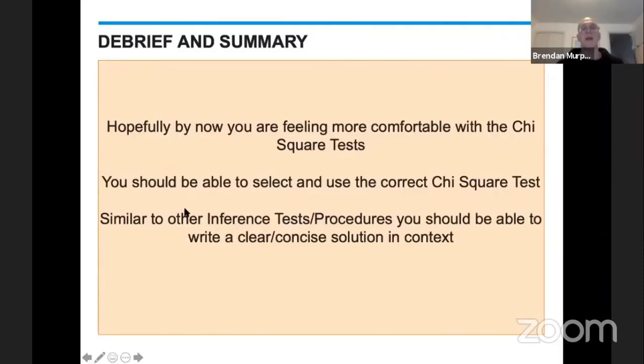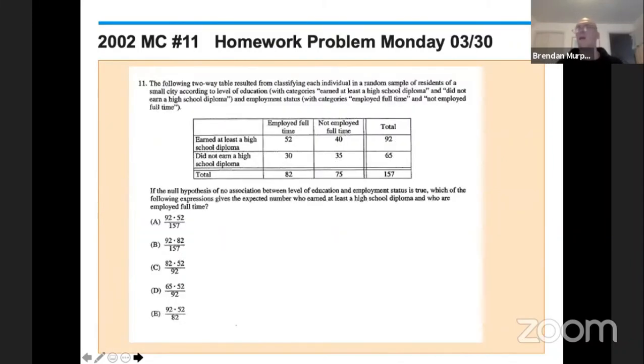At this point, hopefully you're feeling more comfortable with the 3 different chi-squared tests: chi-squared test for goodness of fit, chi-squared test for homogeneity, and chi-squared test for independence. We want you to be able to select the correct test and use it contextually. Similar to all of our other inference test procedures, you should be able to write a clear, concise solution in context. And that was my 4th step there, where I compared my p-value to my significance level and then made a conclusion in context.